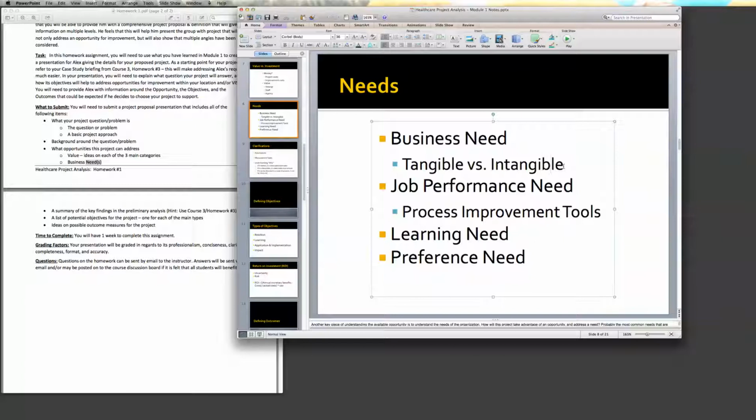Don't worry about how you're going to measure these things right now. Just look at how your project would possibly address the business need. Also look at things like job performance needs.